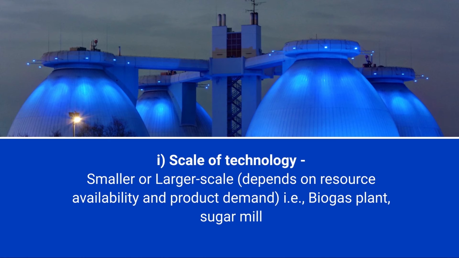We can say these can be at a smaller level, as well as a sugar mill can be of a very high scale. So, these are the examples of scale of technology.